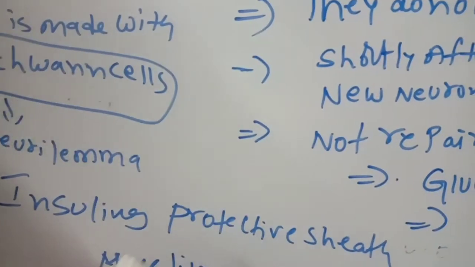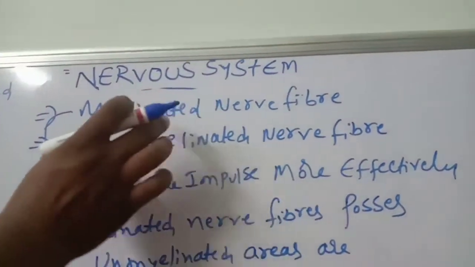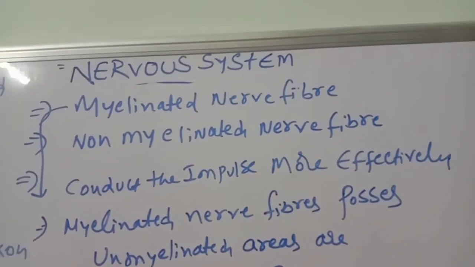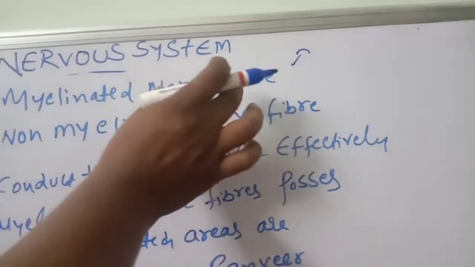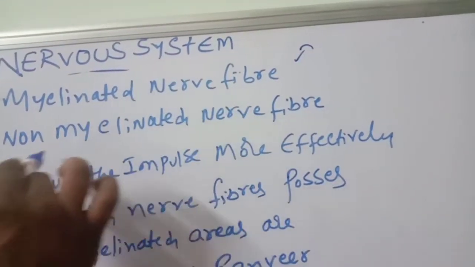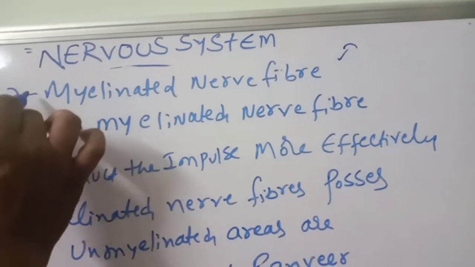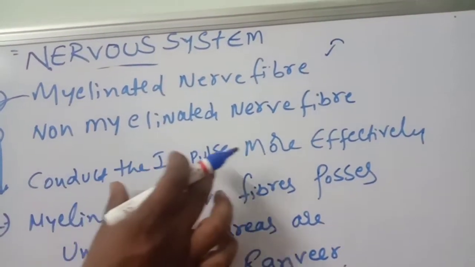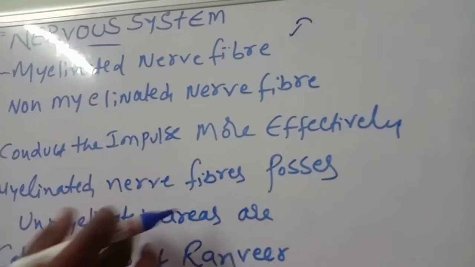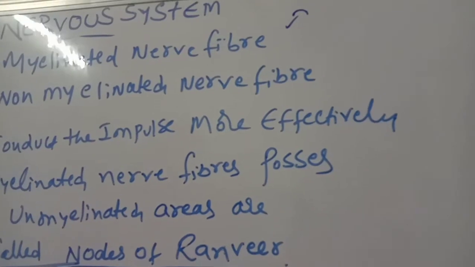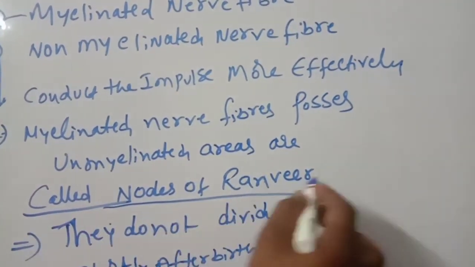The insulating protective sheath is called the myelin sheath, and it is formed from Schwann cells. This is the most important bit. There are 2 important nerve fibers based upon the myelin sheath. If the myelin sheath is there, they are called myelinated nerve fibers. If it is absent, they are called non-myelinated nerve fibers. Myelinated nerve fibers conduct the impulse more effectively than non-myelinated nerve fibers. Myelinated nerve fibers possess unmyelinated areas, which are called nodes of Ranvier. I will show the diagram.